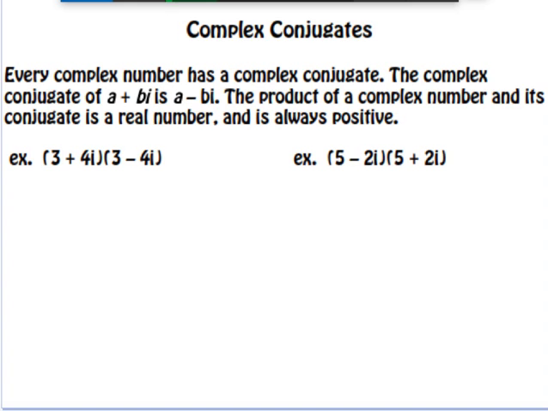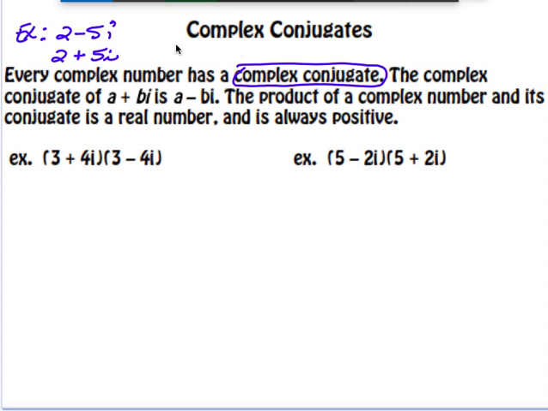Okay, now we can talk about complex conjugates. For complex conjugates, you just have to understand what this word means. I'll start with an example. If I asked you what the complex conjugate was of, say, 2 minus 5i, the complex conjugate would simply be 2 plus 5i. So you simply change the sign.